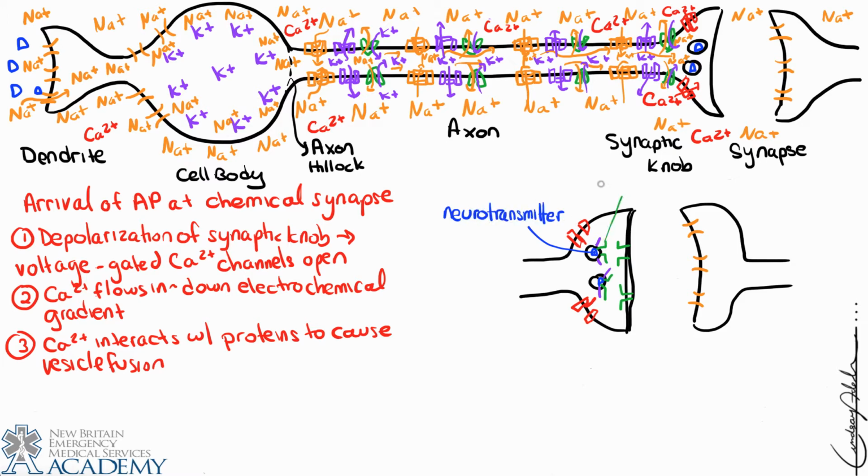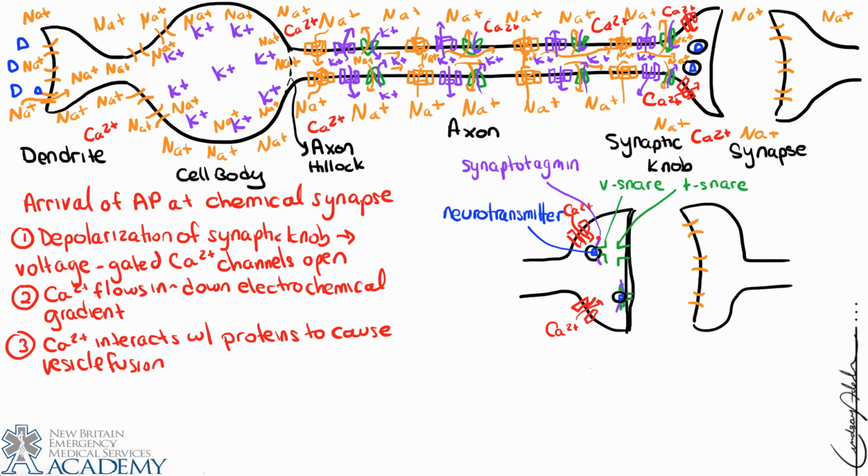We have our V-snare proteins. Those are associated with the vesicle. We have our T-snare proteins. Those are associated with the docking station on the presynaptic membrane. And then we have one more thing called synaptotagmin, which is a protein that actually binds calcium. As the calcium rushes in, the calcium binds to the synaptotagmin, and that actually causes the vesicle to fuse.